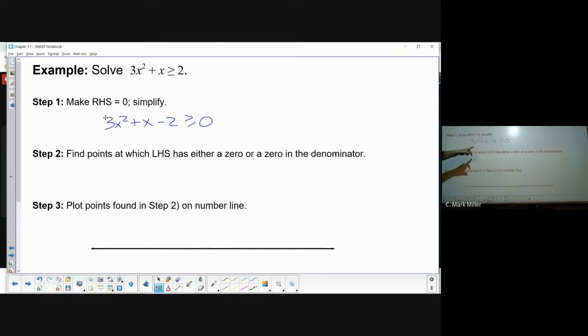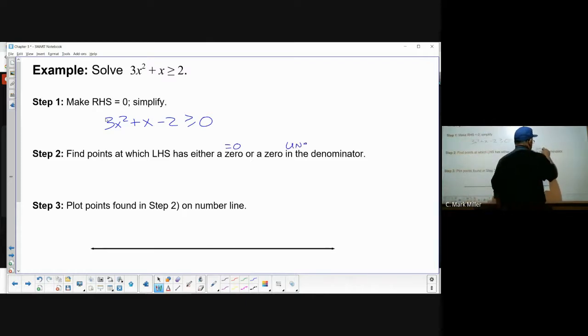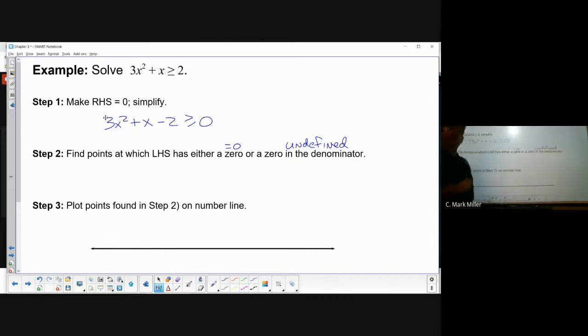Find points at which the left-hand side is either 0 or has a 0 in the denominator. So that means it's 0 or it's undefined. Now here we don't have a denominator, so it's not undefined anywhere. So we're going to solve 3x squared plus x minus 2 equal 0.